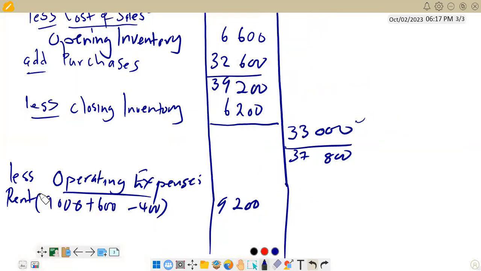Then we come here now and say general expenses. For general expenses, we are just going to summarize the working that we have there. We are going to say 2,900 plus 100. Then we subtract 500.